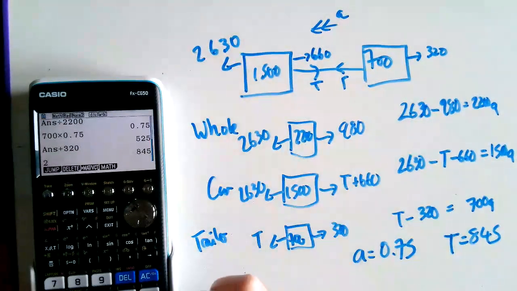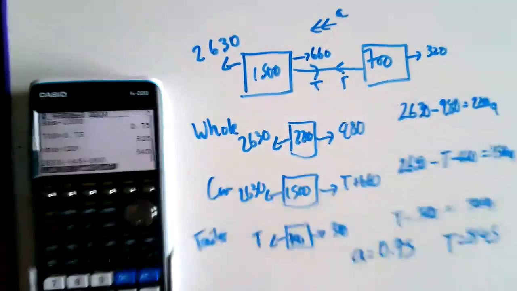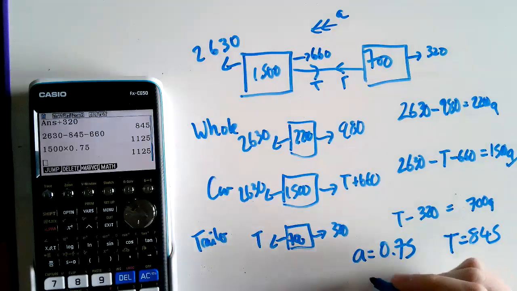Then you would check on the one you haven't used. So I'm going to check here. So 2,630 take away T, take away 660 gives me that. And 1,500 times 0.75 gives me the same thing. So it works. I know I've got the right answers.